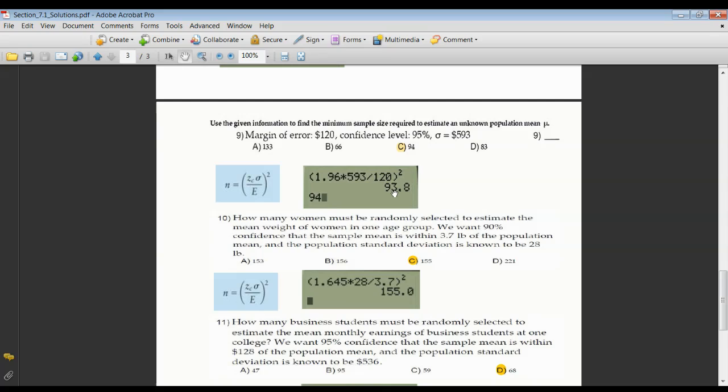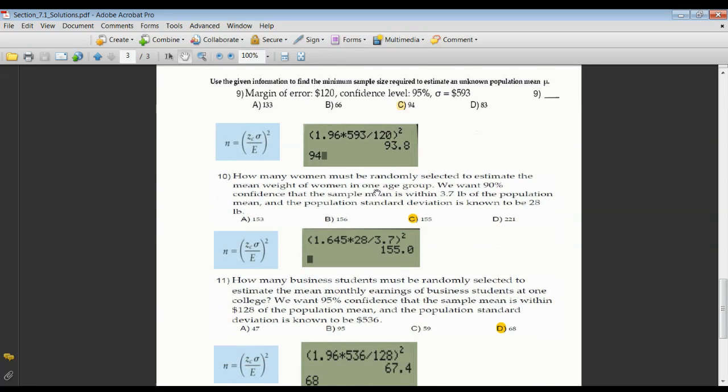Now, here's the deal. You've got to always round up. Rounding off, if it's 5/10 or more, you round to the next digit. If it's 4, 3, 2, 1, you would round down. But here, we always round up. With 0.8, you would have rounded to 94 anyway.